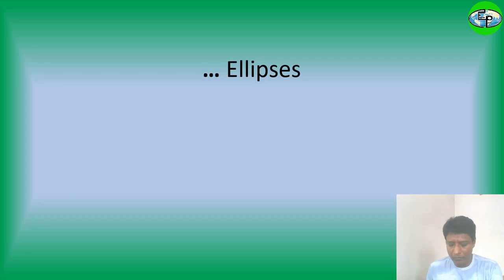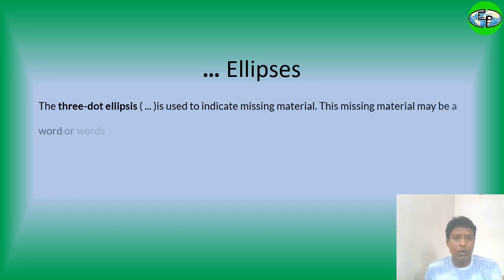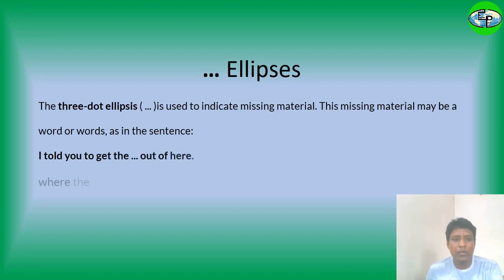Ellipses. The three-dot ellipsis is used to indicate missing material. This missing material may be a word or words, as in the sentence, I told you to get the ... out of here, where the missing word is the swear word hell.